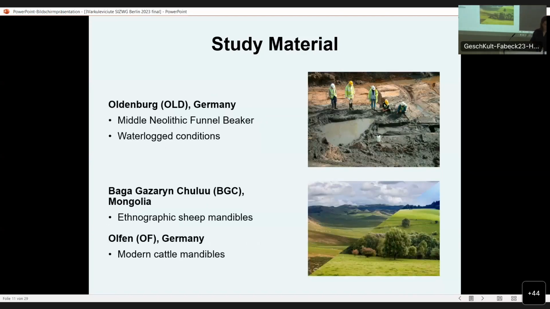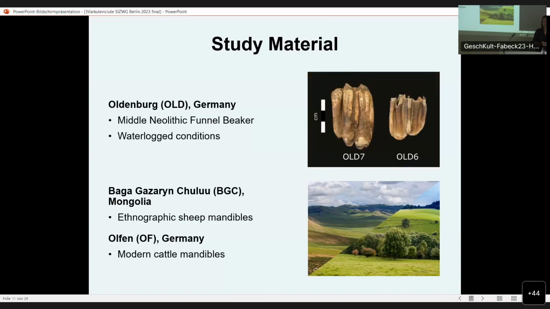Then we have Oldenburg, which is a Middle Neolithic Funnel Beaker site from northern Germany. The picture is not from the site, but to show it is a waterlogged site because it is on the coast of the Baltic. Thus, a lot of the teeth were highly discolored, brown, and even black in some parts, which could suggest that something strange is happening.